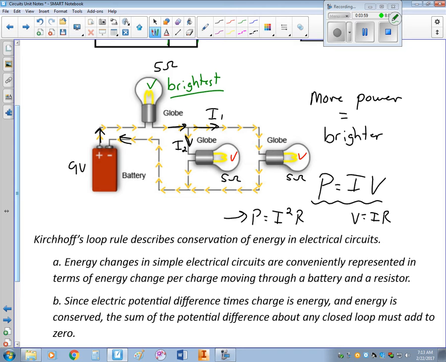So that might be an example problem that you might potentially see on the AP test. With everything being the same, looking at this diagram, which bulb should be the brightest? For that one, you just look at which one is going to get the most power.